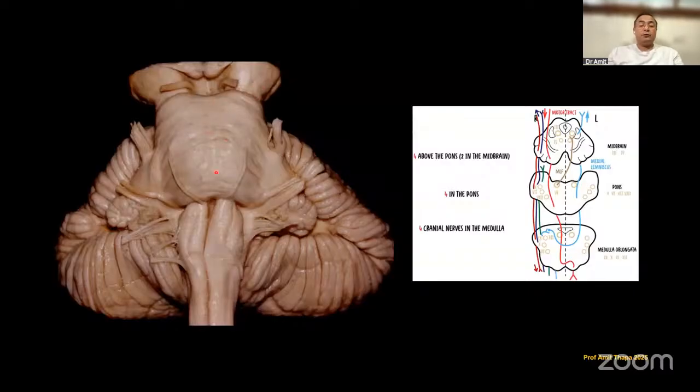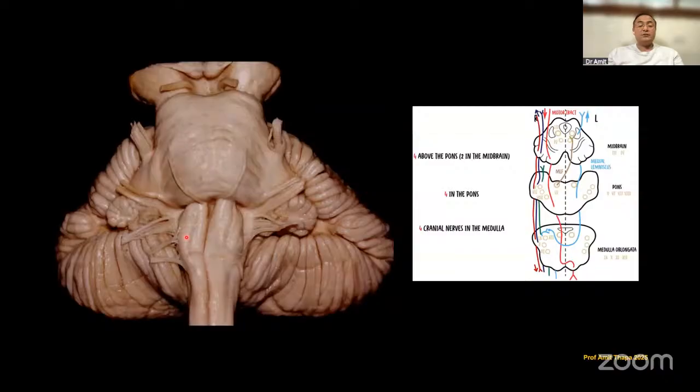And then the pons is the site of origin for 4 cranial nerves. The first is cranial nerve 5, which arises from the middle of the pons. And then 6, 7, and 8 arise from the cerebellopontine fissure. So if you can see, this is cranial nerve 6 on the right side, and cranial nerves 7 and 8 are arising from this particular cerebellopontine fissure.